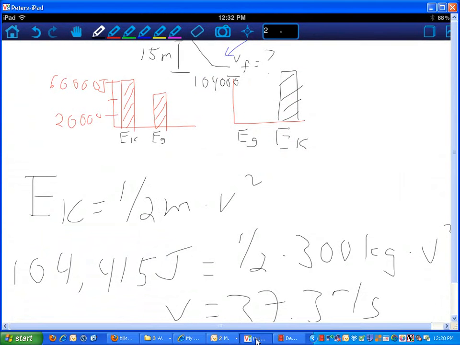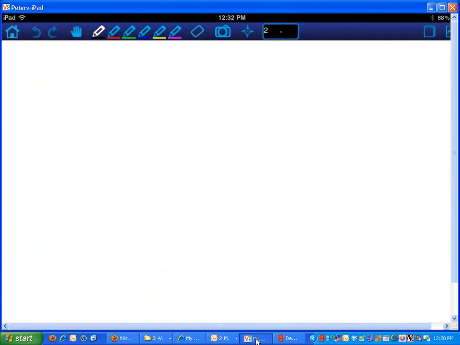Use it in the same way. You might have problems where objects actually run into the spring. You might have problems where we're jumping onto a trampoline, or anything like that. Those would be cases where we're going to talk about elastic potential energy, and then you'll compute the same way we just did with other problems that we looked at.